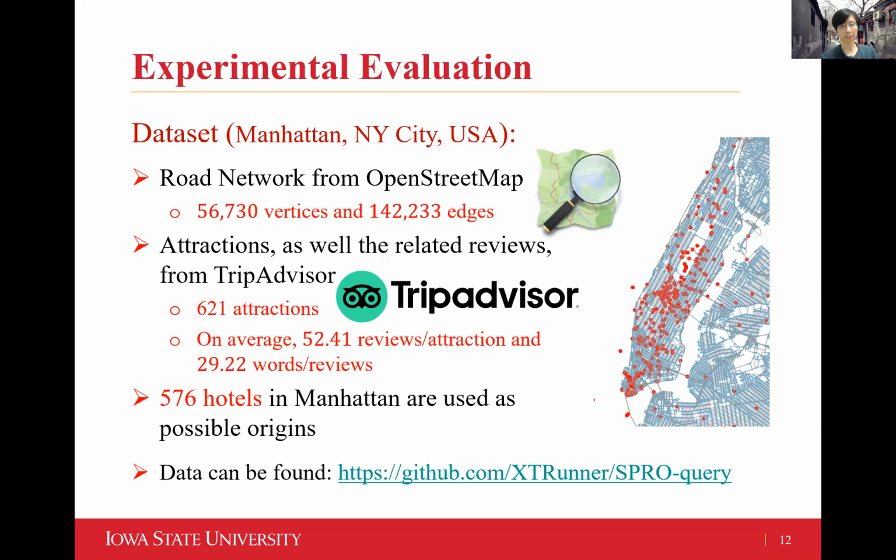Here are some numbers in our experiment. Because there's no such POI road network dataset, we use the data from OpenStreetMap and TripAdvisor and construct one. The code and the generated map can be found in this Git link. Moreover, we used 576 hotels in Manhattan area as the possible origins.